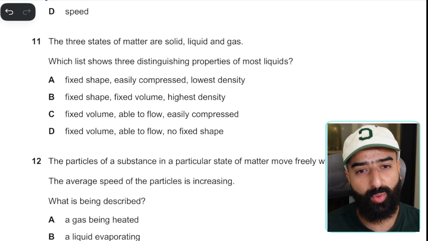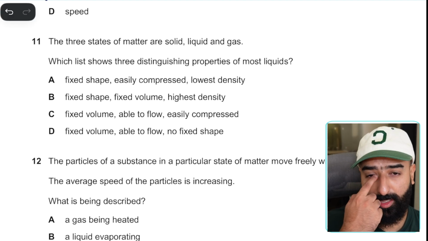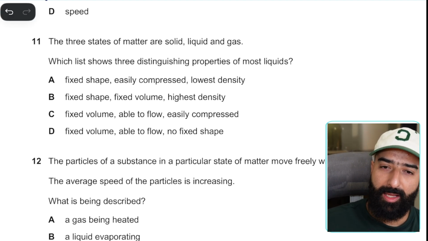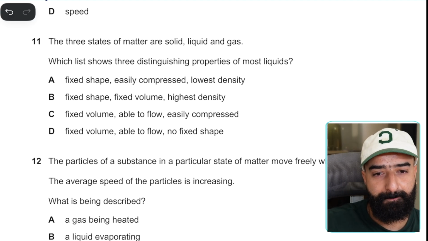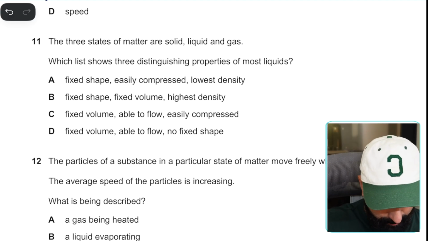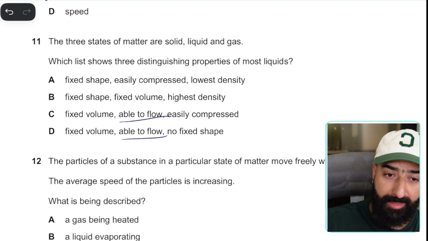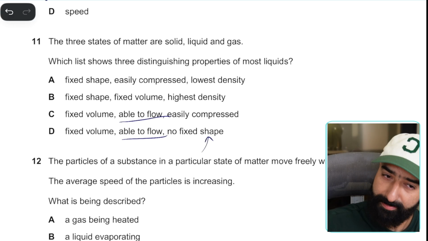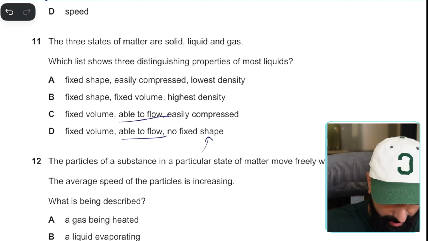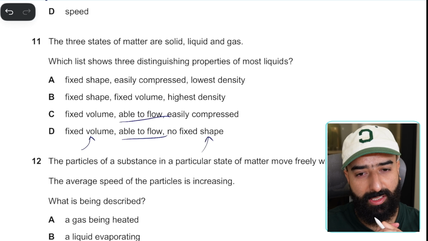The three states of matter are solid, liquid, and gas. Which list shows three distinguishing properties of most liquids? Well, what's a property that a liquid has? It's able to flow. So we'll go with C and D. No fixed shape. Yeah, that's it. No fixed shape, but it has fixed volume. It's very difficult to squeeze a liquid.